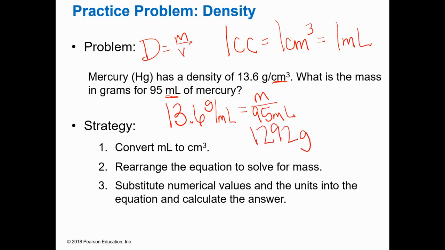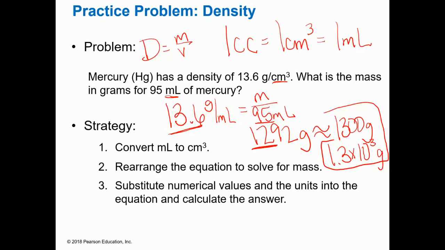However, remember, we need to pay attention to sig figs. This one has 3, 95 has 2. So I'm only keeping 2. That 9's going to round it up. So really, this is 1,300 grams, or 1.3 times 10 to the 3 grams.